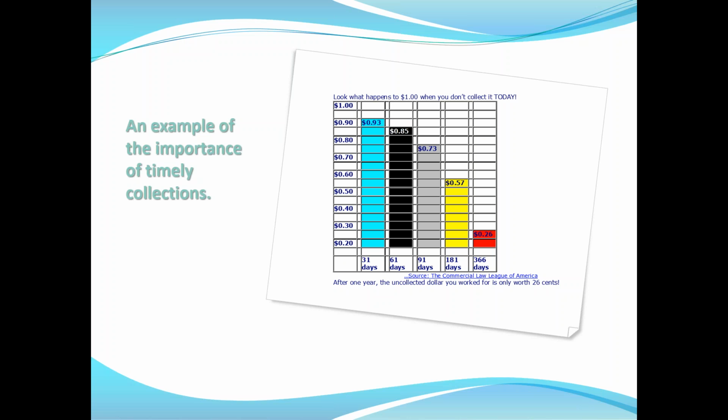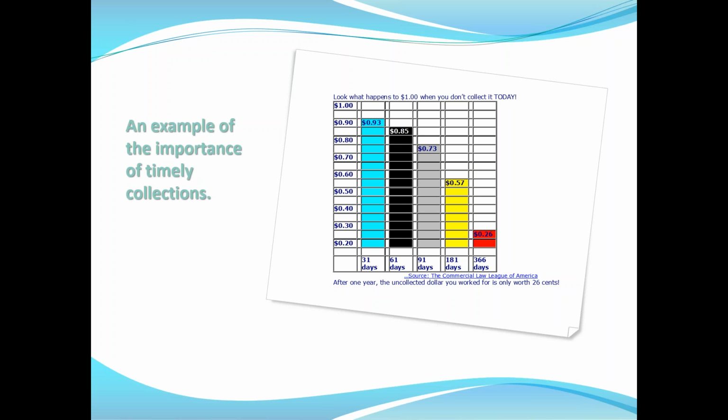And this is what they found: any dollar that went over 30 days had already lost about 7 cents on that dollar. After 61 days, you'll lose about 15 cents on the dollar. After 91 days, you're losing about 25 cents on the dollar, and then it really starts to go down. After 6 months, your dollar is worth about 50 cents, and after a year, it's only worth about a quarter.